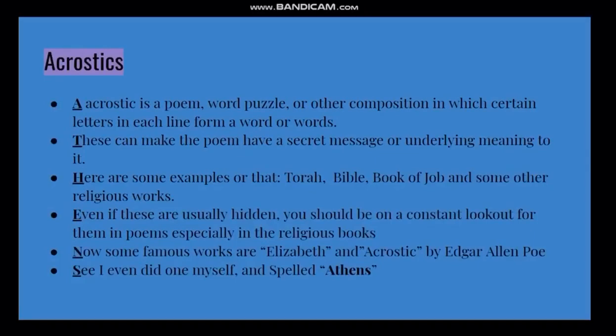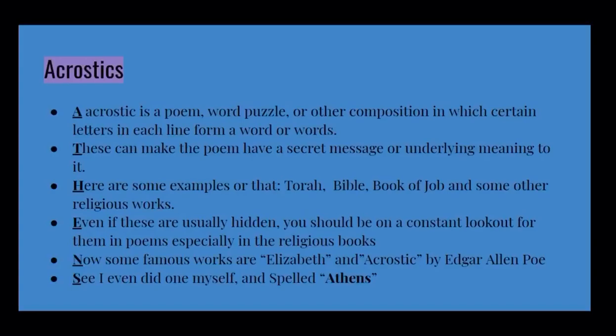Acrostics. An acrostic is a poem, word puzzle, or other composition in which certain letters in each line form a word or words. These can make the poem have a secret message or underlying meaning to it. Here are some examples of that: Torah, the Bible, the Book of Job, and some other religious works. Even if these are usually hidden, you should be on constant lookout for them in poems, especially in the religious figures of books. Some of the famous works are Elizabeth, an acrostic by Edgar Allan Poe. And look, I even did one myself. I spelled Athens. As you can see on the left, they're all bold and underlined.